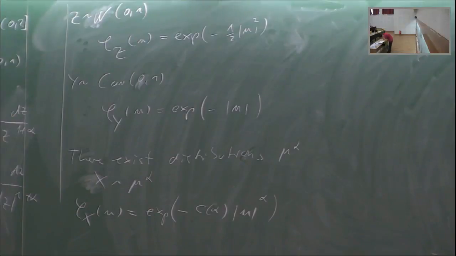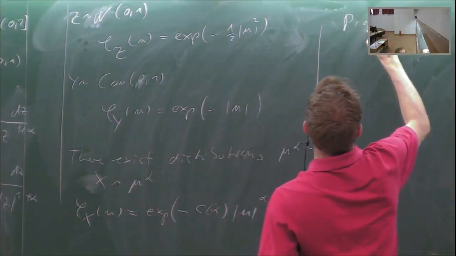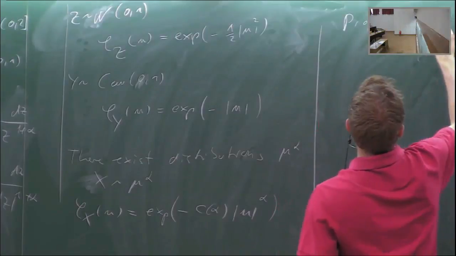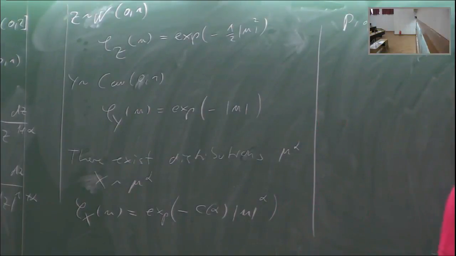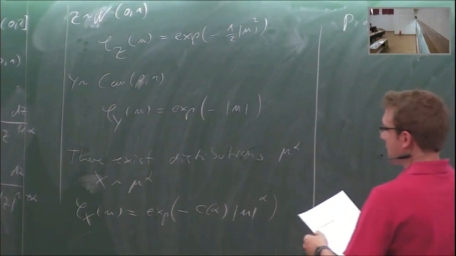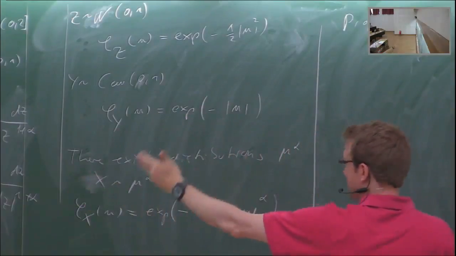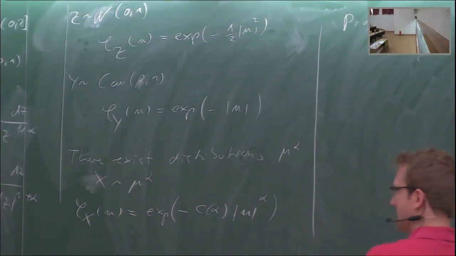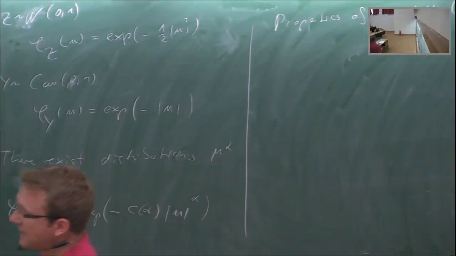But beyond this, they are very well known. They have a lot of nice properties. Properties of alpha stable distributions. First of all, as we have seen, for alpha equal to 2 we have the Gaussian, which is an exceptional case. It's not the typical case of an alpha stable distribution. More typical is the Cauchy case for alpha equal to 1.